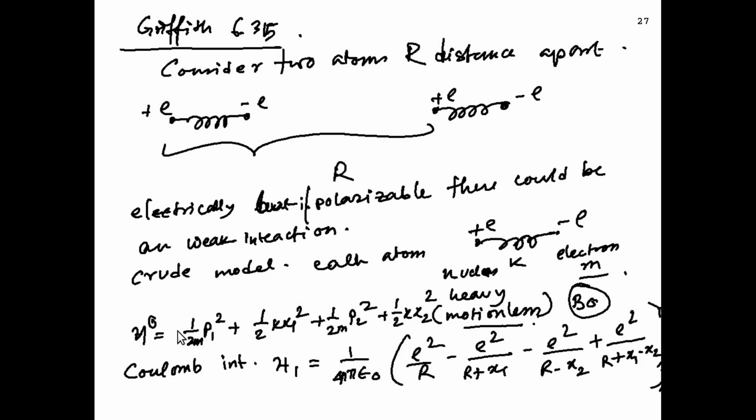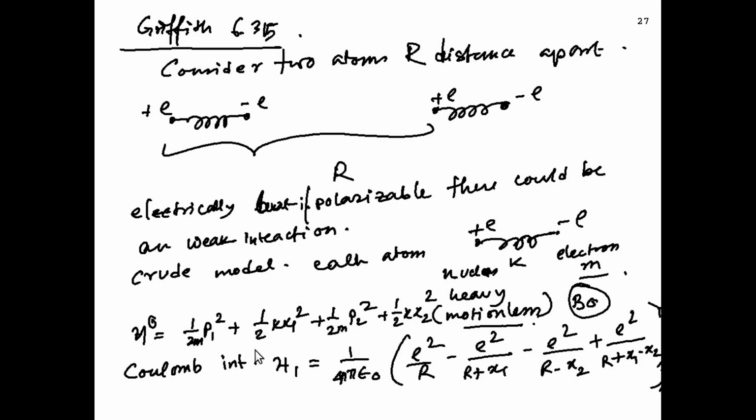So what is the Hamiltonian? The Hamiltonian will have only the dynamics of the electrons, which is p1 square by 2m plus p2 square by 2m. These are the only momentum terms, because the electron can move, the nucleus cannot move. And then there is half k x1 square and half k x2 square. This is also for the relative displacement of the electron from its respective nucleus, and that's again because the nuclei cannot move, they are completely static.